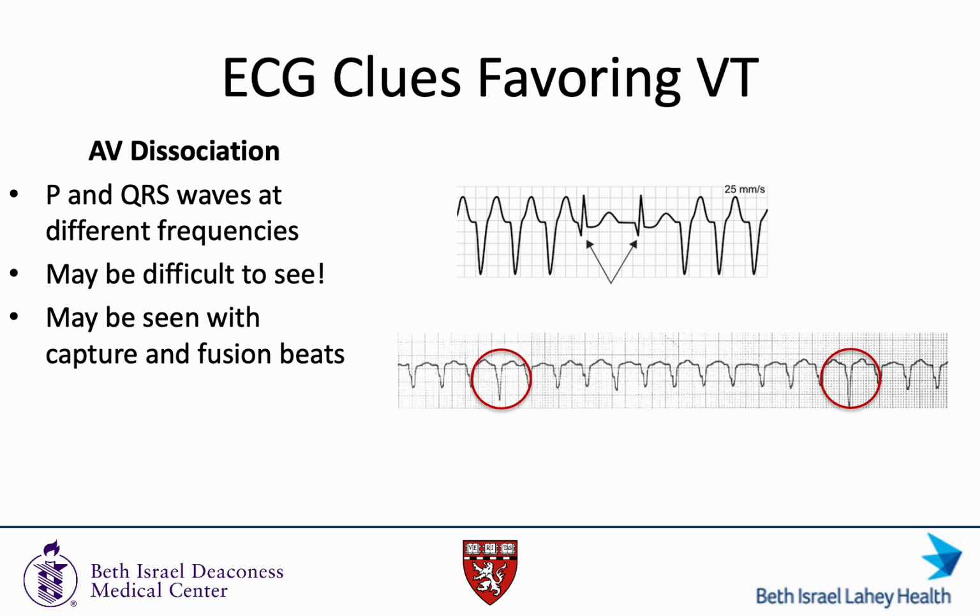Fusion beats are slightly different. This is when a supraventricular and ventricular depolarization occur simultaneously, producing a sort of hybrid complex. These often have odd morphologies, as they are quite literally a fusion of a normal supraventricular and an abnormal ventricular depolarization. The presence of capture and fusion beats on EKG are also quite suggestive of VT. However, as mentioned by Dr. Buxton, catching one of these on a strip is not as common unless the VT is relatively slow.